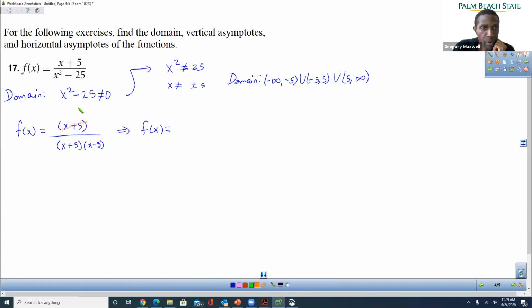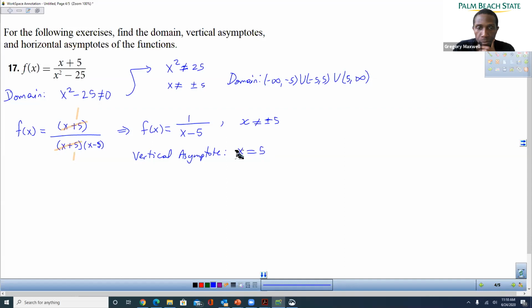We see that the x plus 5 cancels. We end up with 1 over x minus 5. But we have to remember the domain restriction that x is not equal to positive or negative 5. So we're remembering that. Now when we look at this, we can see that the denominator equals 0 when x is equal to 5. So the vertical asymptote is x equal to 5.